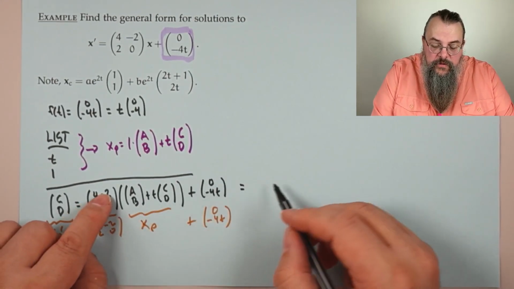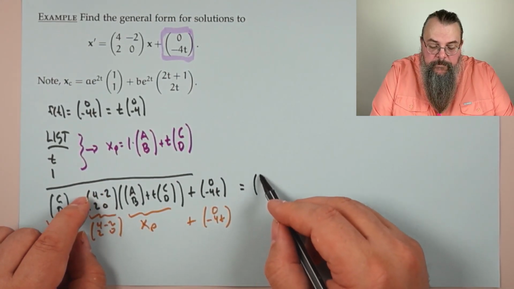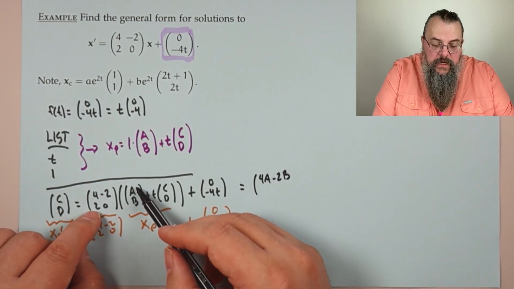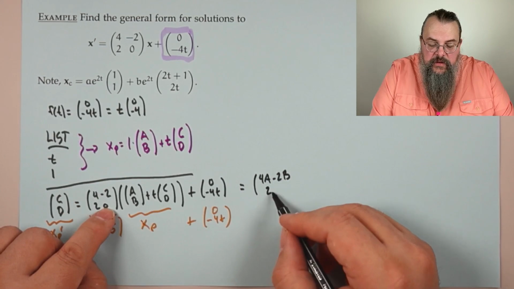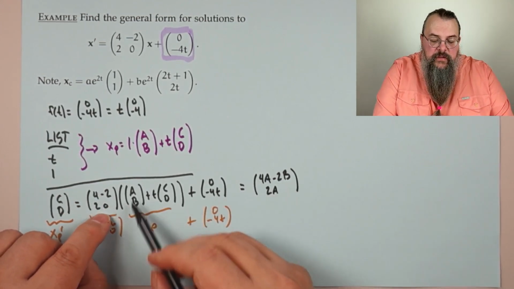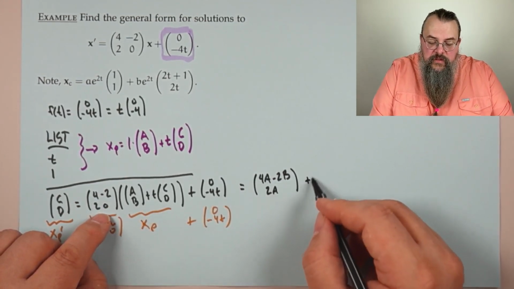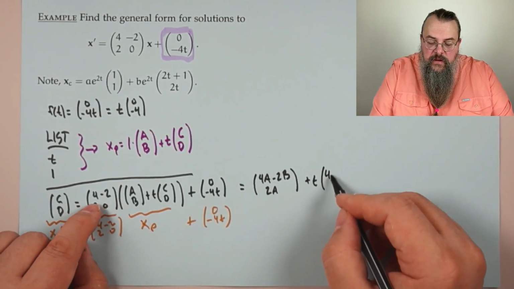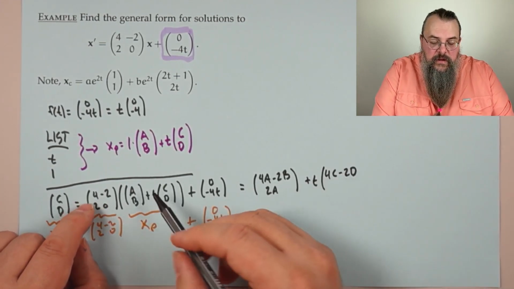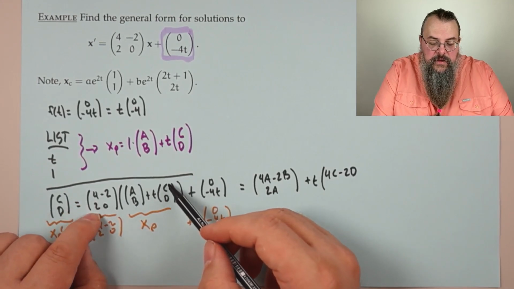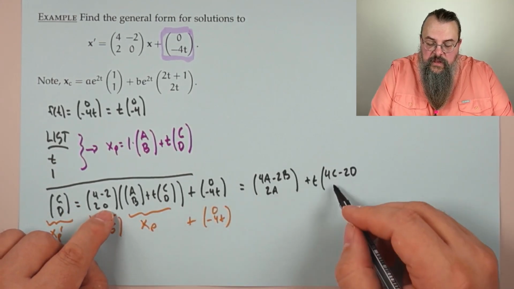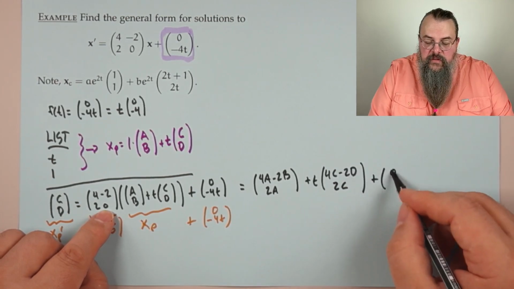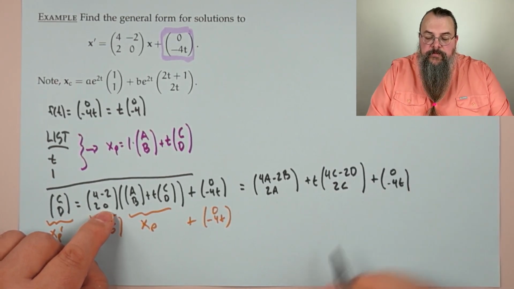4a minus 2b. And then we'll have 2a plus 0b, so that's 2a. That's the first piece, plus t times (4c minus 2d), and then we're going to have 2c plus 0d, 2c, and then plus (0, -4t).